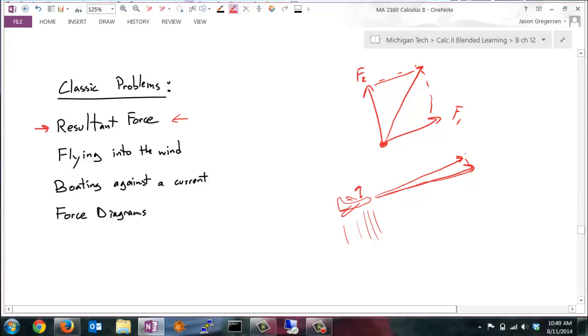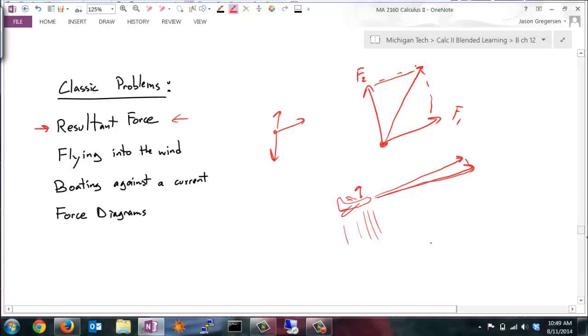A boat against a current. The boat's trying to go this direction, the current's going this direction. Force, force. Where is the boat going to travel? Sum of the forces. And then force diagrams from physics. That's essentially just adding up all these forces. Right, so how many people had physics already? Done force diagrams? Good stuff, right? You just have an object, force here, force there, whatever. What's actually going to happen to this object? Sum of the forces. We add them all up vector style to find the result.